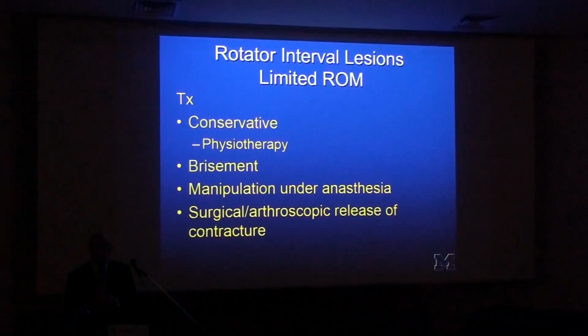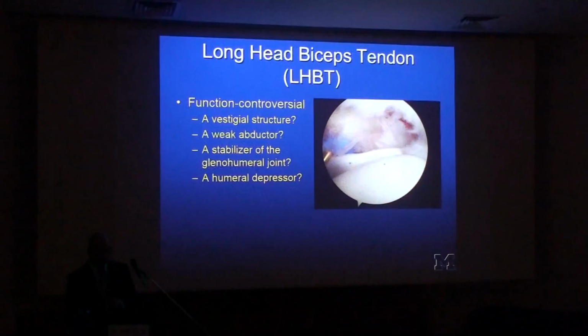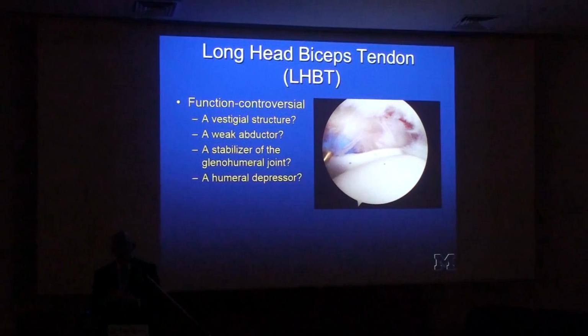There's also manipulation under anesthesia. And finally, there's also release of contractures in surgery, arthroscopy, trying to regain that motion we've lost in the shoulder as well. These are all treatments for adhesive capsulitis. Okay. Now I mentioned another structure running through the rotator interval, that is the long head biceps tendon.